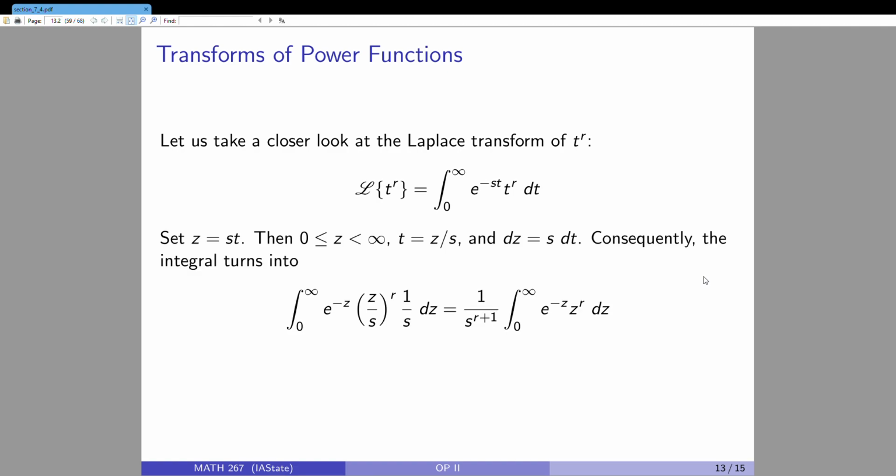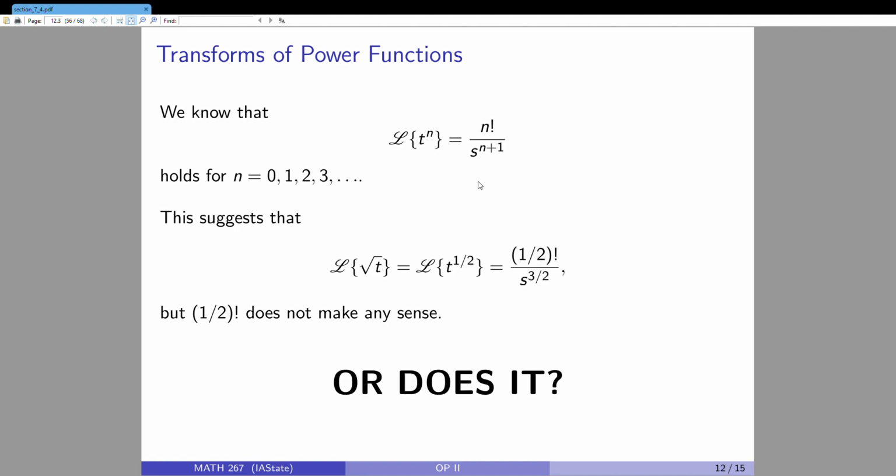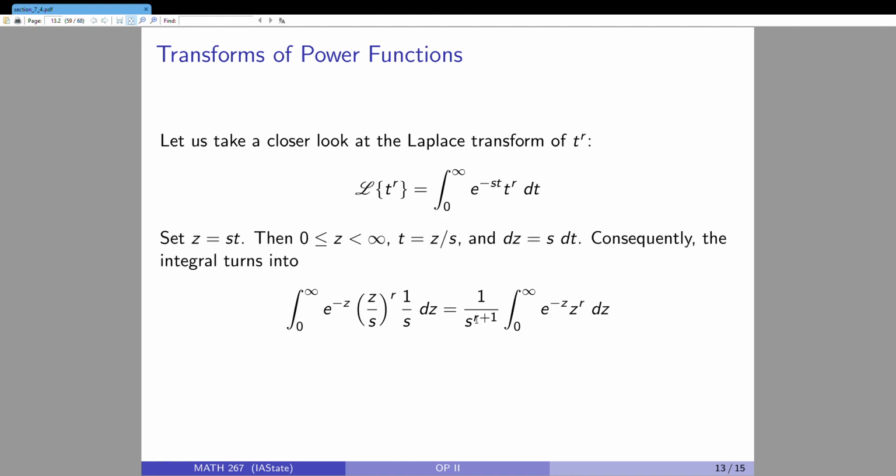So if I plug all that into the integral, that turns into this. And note this 1 over s to the r plus 1 term, like s to the n plus 1. That is not unexpected. We should have expected to see this showing up. And that leaves this thing. We should probably put a little effort in to figure out what's going on with that integral.